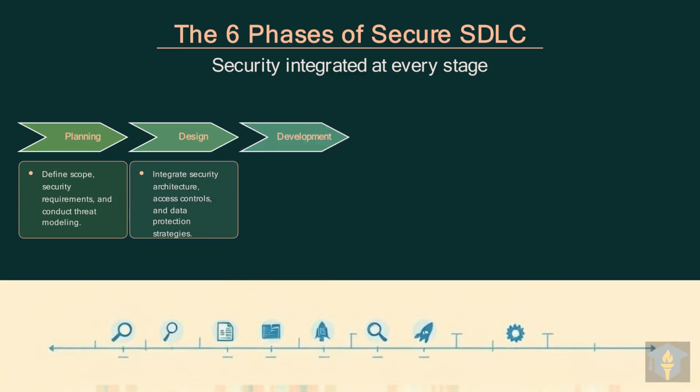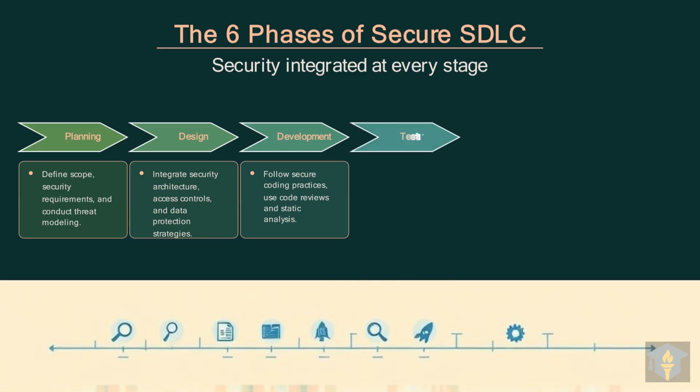The third phase is development, where the actual coding of the application takes place. We follow secure coding practices, implement rigorous code reviews, and utilize static analysis tools. Following development, we enter the critical testing phase to find and fix vulnerabilities. This includes penetration testing, dynamic application security testing, and comprehensive vulnerability scanning.